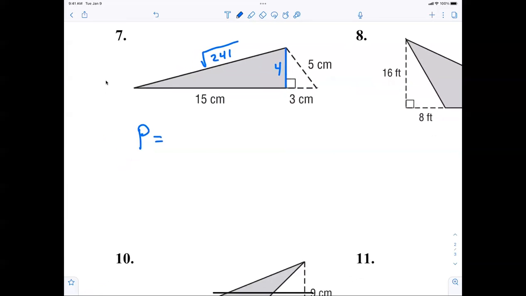All right, so help me with the perimeter. Perimeter now is 23 plus radical 241. Why are you saying 23? Well, because I'm adding up the 15, 3, and 5. Oh, it's only that one. And then 19 plus radical 241. Yeah, what they're trying to do is throw you off with this. That's not part of it. Okay, so 19 plus radical 241 centimeters.